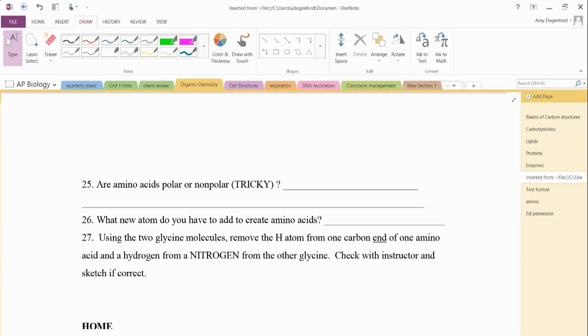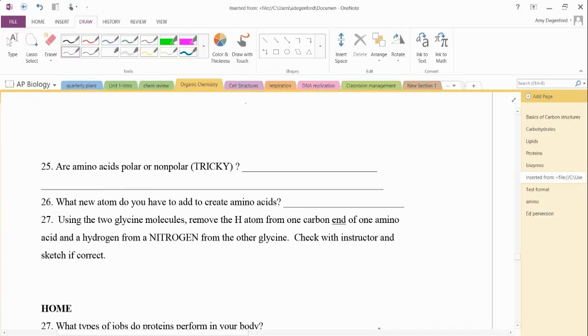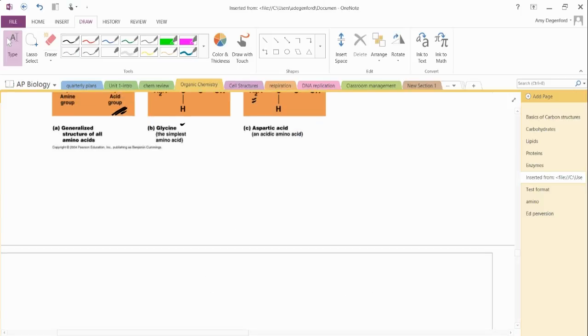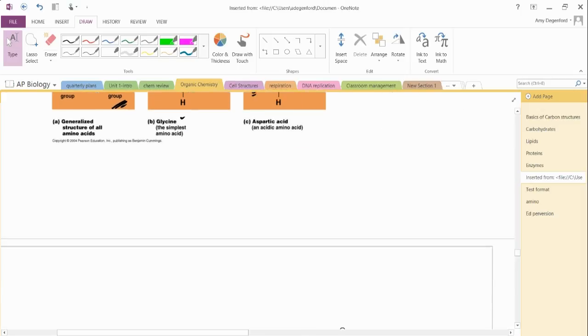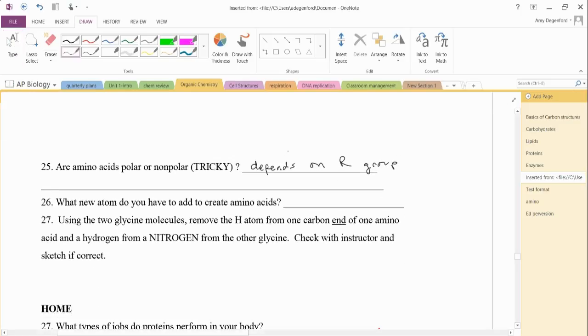Now, does that mean they're polar or nonpolar? Well, as you just saw, it really depends on the R group, that side chain. Some of them are, some of them aren't. Now, the polarity of the OH and NH groups means that they will be able to form hydrogen bonds. We'll see that in just a little bit. But it's those side chains that also influence the behavior. And what new atom did we add? We added nitrogen.